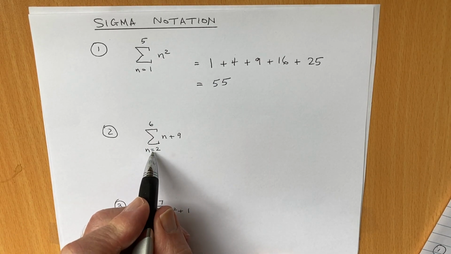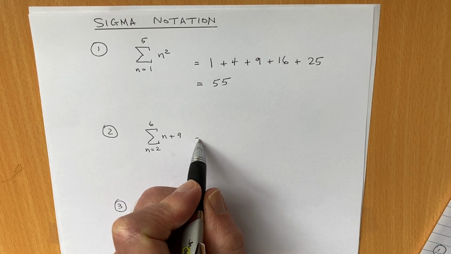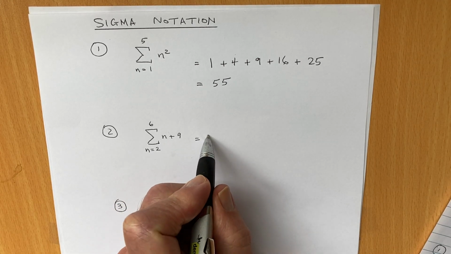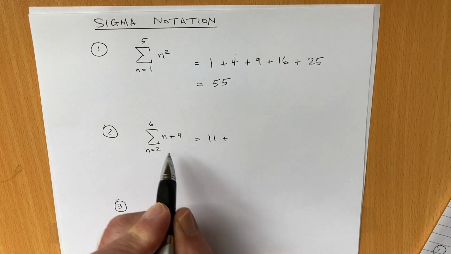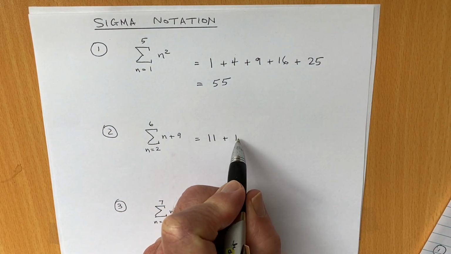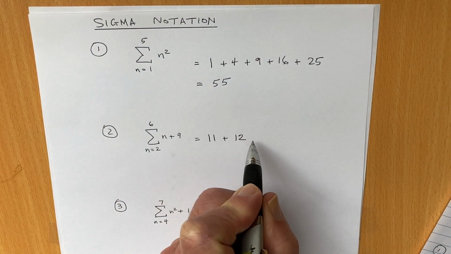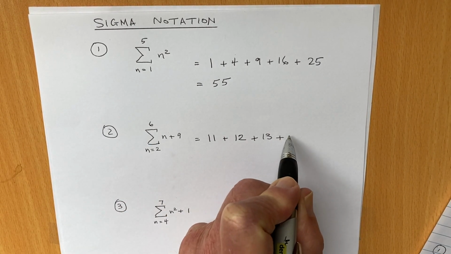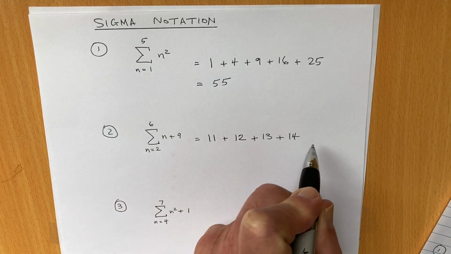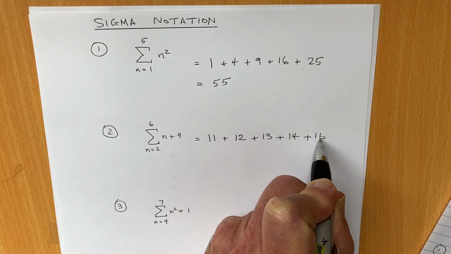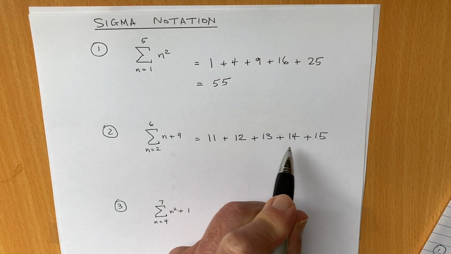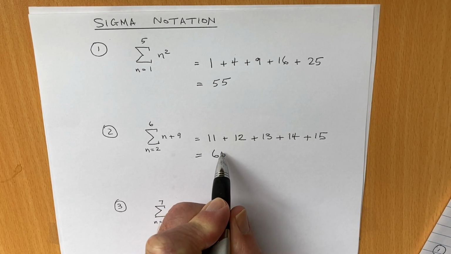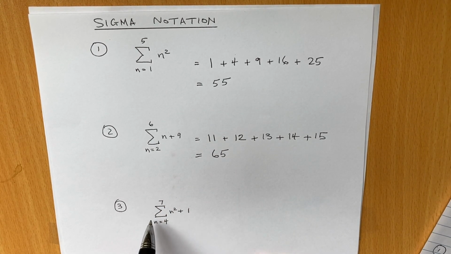The second one, different expression, and we start at 2. So 2 for n, 2 plus 9 is 11. And then we move up 1, so n is 3, 3 plus 9 is 12, and then 4 plus 9 is 13, and 5 plus 9 is 14, and 6 plus 9 is 15. And we add them all together, and we get the sum, which is 65.